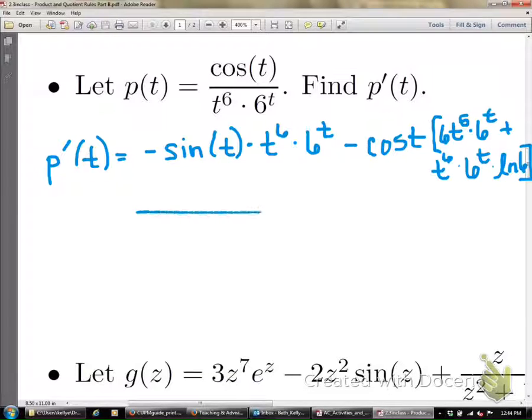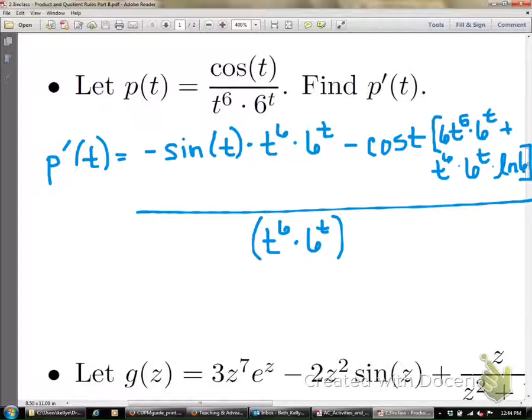Okay, and now all of that, if I had more room I'd put it all in one line, divided by t to the 6th times 6 to the t squared. And there's my derivative. I can leave it like this. I do not have to simplify it. You can if you want to, but you do not have to. Okay, just leave it there.